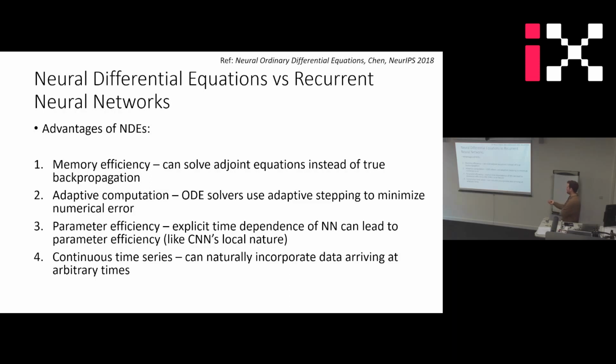And obviously, if you've got time series as your data, you want something that can handle time series. Maybe your data doesn't come through on a nice uniform grid, so your recurrent neural network doesn't work. You may only get some results in close succession, and then it spreads out a bit. You can naturally incorporate this if your data doesn't arrive at uniform times in a neural differential equation. So it's got quite a few benefits.